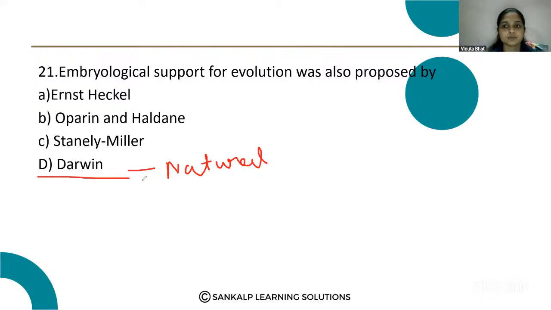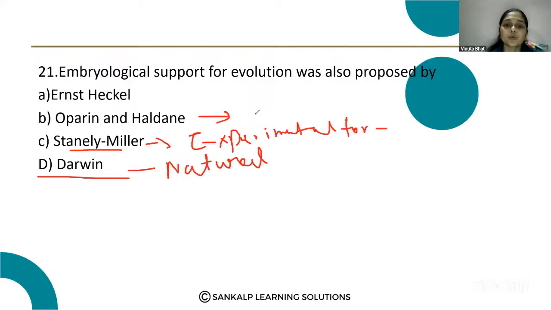Stanley Miller is related to the experimental proof for the chemical origin of life. Oparin and Haldane provided the theory of chemical evolution. The correct answer is Ernest Haeckel. Option A, Ernest Haeckel, is the correct answer.